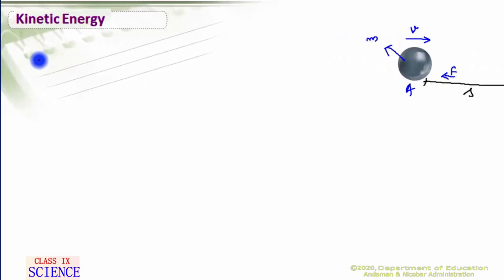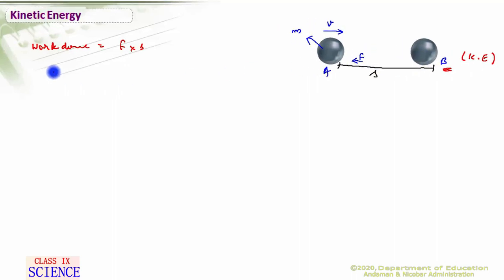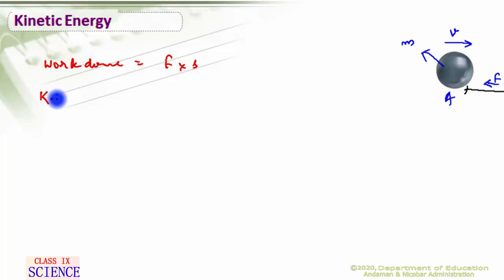So we know that work done is equal to force into displacement. Now at position B, the kinetic energy is 0 because the body is completely at rest. This means that all the kinetic energy of the body has been used up in doing the work. So kinetic energy must be equal to the work done. So we can write it here as kinetic energy is equal to work done. Here work done is force into displacement, so we can write kinetic energy is equal to force into displacement.